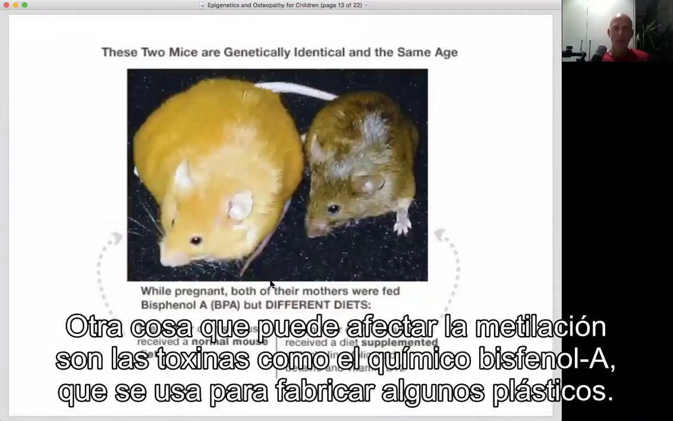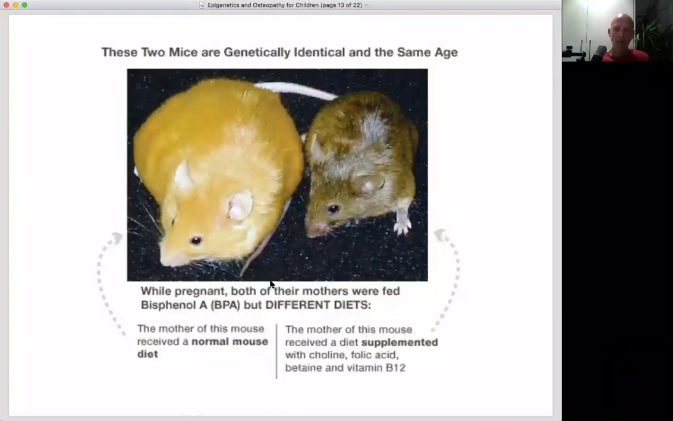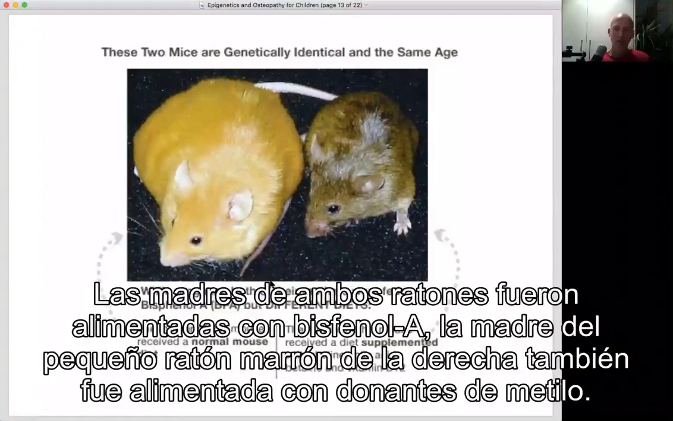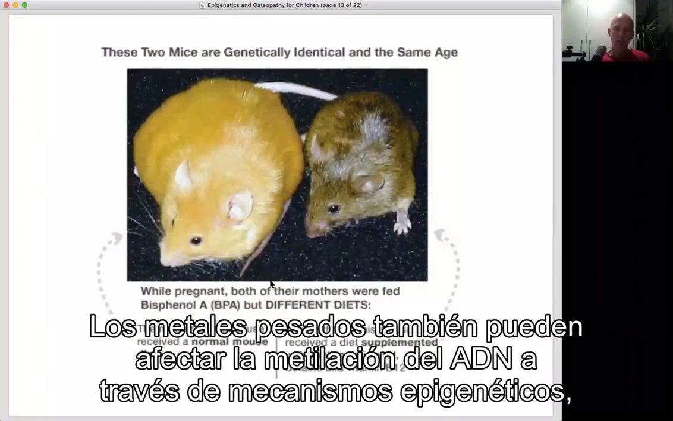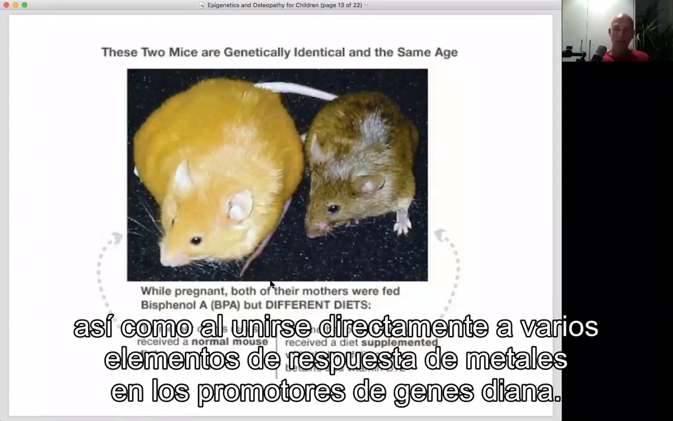Another thing that can affect methylation are toxins, such as the chemical bisphenol A, which is used to make some plastics. The mothers of both mice were fed bisphenol A. The mother of the small brown mouse on the right was also fed methyl donors. Heavy metals can also affect DNA methylation through epigenetic mechanisms, as well as by binding directly to various methyl response elements in the target gene promoters.